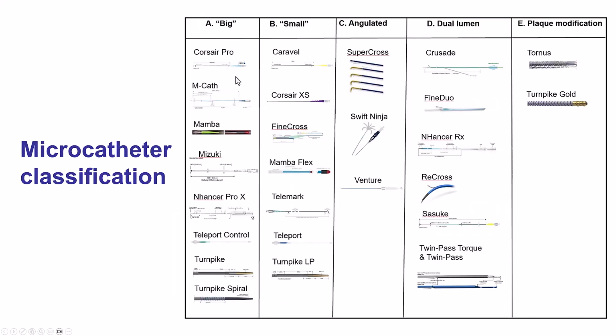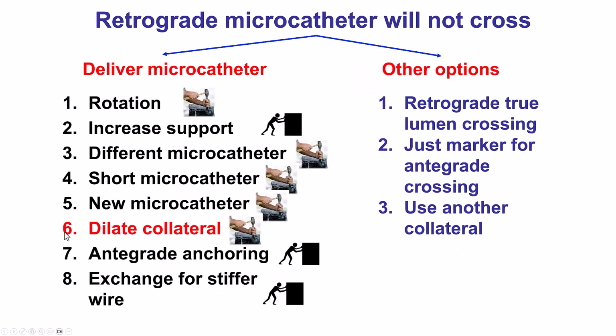So these are the different types of microcatheters that can be used for CTO intervention. Specifically for retrograde, we're using the larger and the smaller single lumen microcatheters. So trying something else, for example, if we try first a Corsair and it doesn't go, maybe we can try Caravel, which is a lower profile microcatheter. And by trying something different or a new microcatheter can often resolve the problem and allow to deliver the microcatheter through the collateral vessel. Step number 6 is to dilate the collateral.